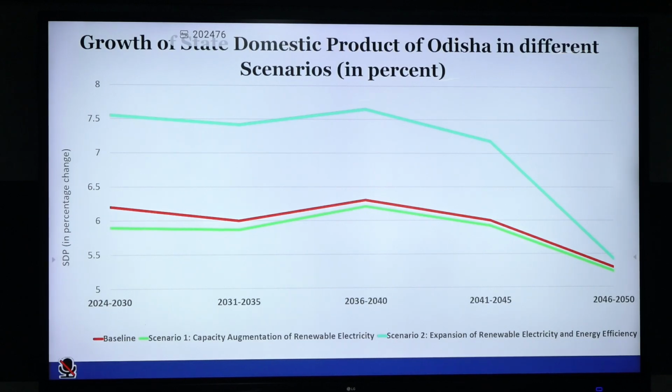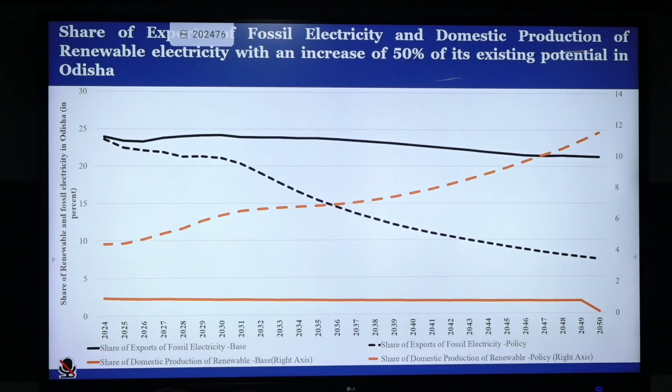One thing to note is that unless you increase energy efficiency, your growth will decline faster. If you see scenario 2, with energy efficiency, your growth also falls much later. In this scenario 2, we found that renewable energy sector electricity production also increases a lot in this case.